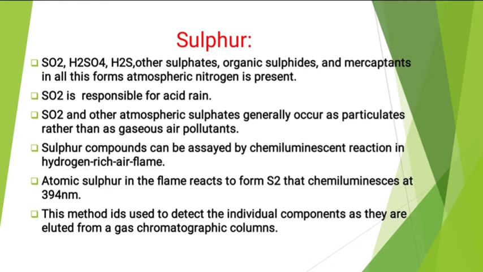Sulfur dioxide and other atmospheric sulfides generally occur as particulates rather than in the form of gaseous air pollutants. Sulfur compounds can be assayed by a chemiluminescent reaction in a hydrogen-rich air flame, and atomic sulfur in the flame reacts to form S2, which is a molecular form that chemiluminesces at 394 nanometer. This method is used to detect the individual components as they are eluted from gas chromatographic columns.